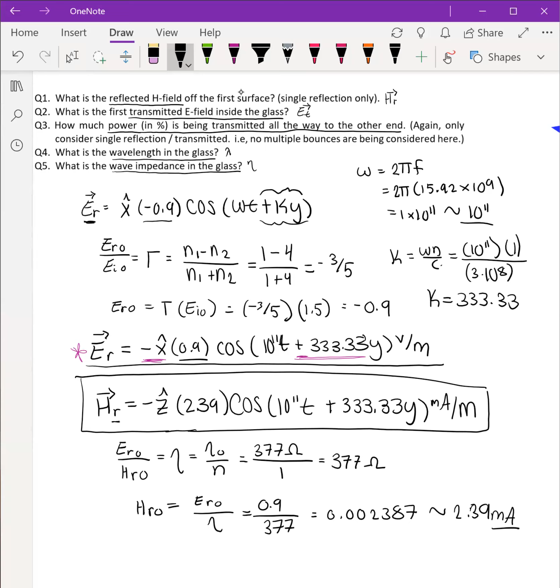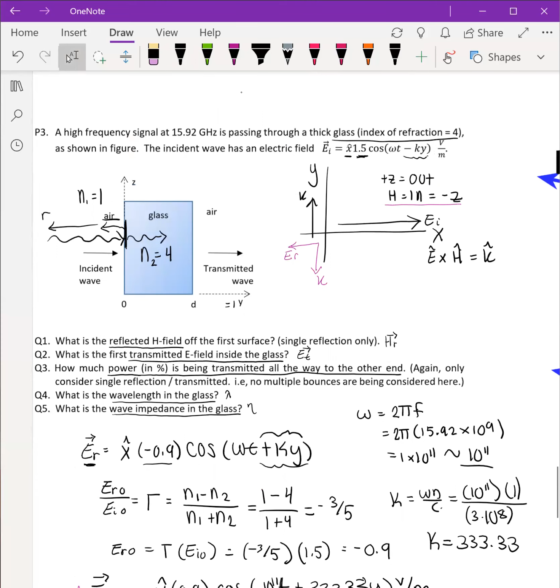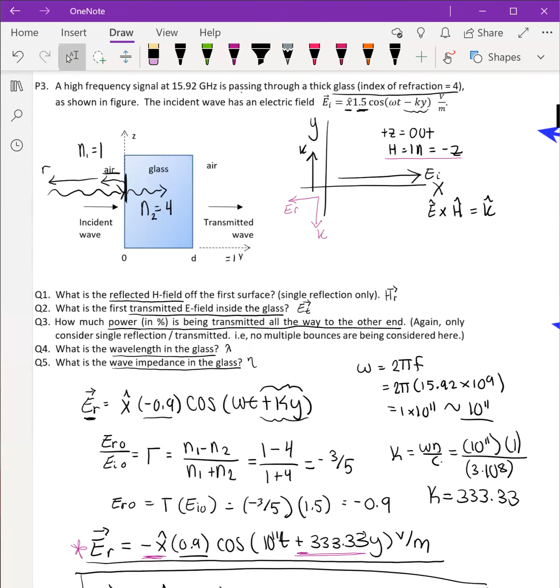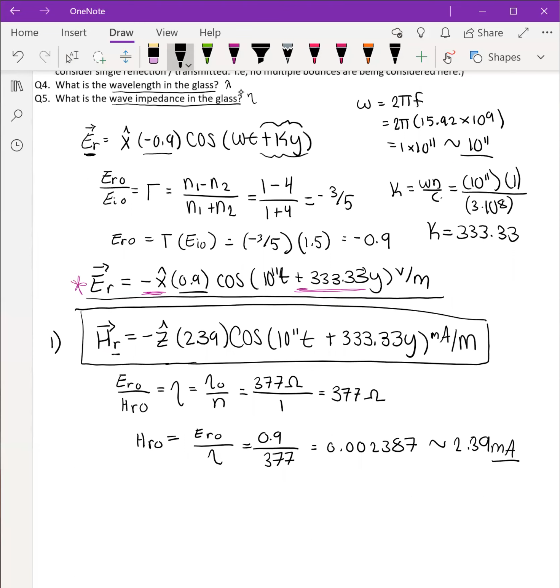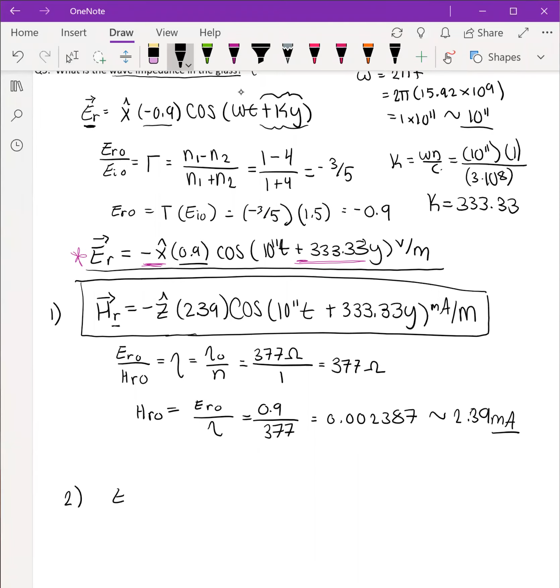So the second question asks, what is the first transmitted E field in the glass? So this is number 1. Number 2 asks for the first transmitted E field. So we're going to find the transmitted E field, and similarly to the process we were doing for E sub r and H sub r, we need to find the direction and the magnitude.